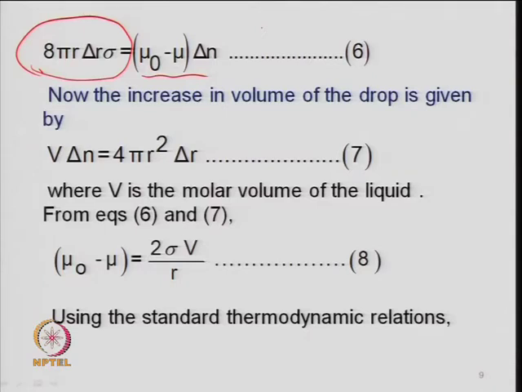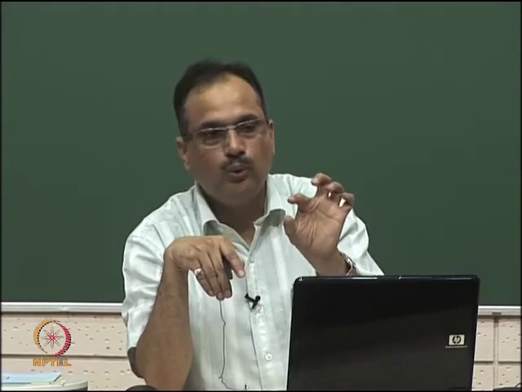And now you can very easily see that the increase in volume of the drop is nothing but the change in number of moles times the volume. In that, we are just calculating initial volume and final volume. So, the initial volume is V, changing to V plus delta V. In that there is a change in number of moles, initially Ni, now Ni plus delta n.